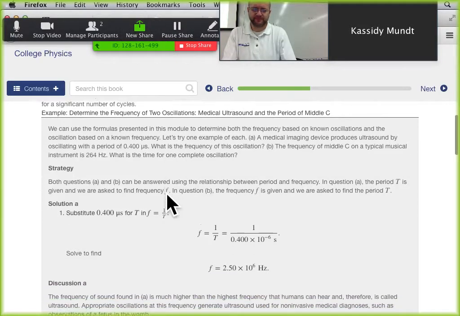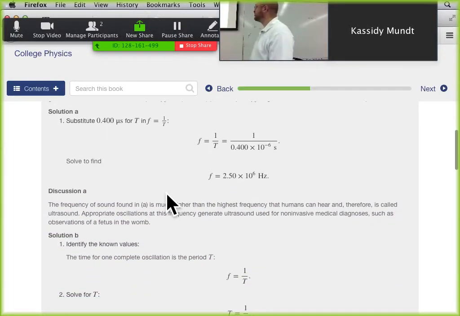Okay, good. So there's your frequency, 2.5 times 10 to the 6, or 2.5 million hertz. We don't usually leave it in that form. Million hertz is megahertz, so that's 2.5 megahertz, right? And 2.5 megahertz is higher than the frequency we can hear. The highest frequency that humans can hear is right around 20,000 hertz, or 20 kilohertz of sound. So this particular sound that's being made by the ultrasound is above the sound we can hear in frequency, so we call it ultrasound, right?